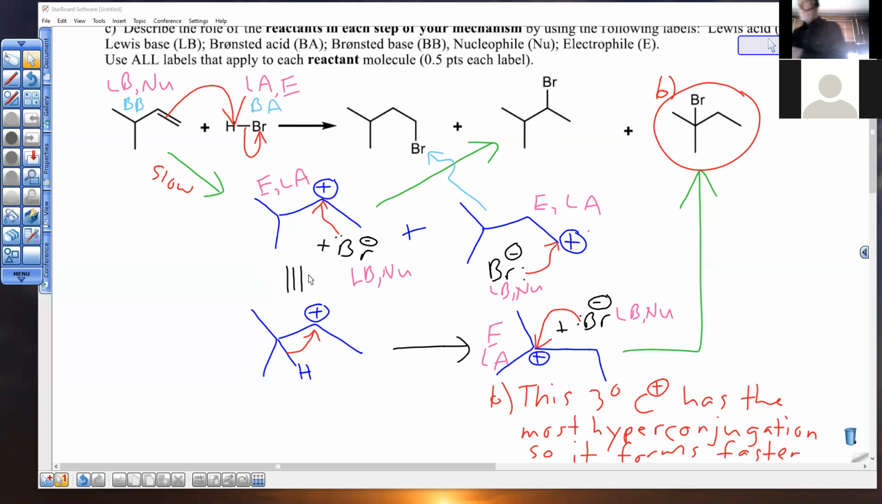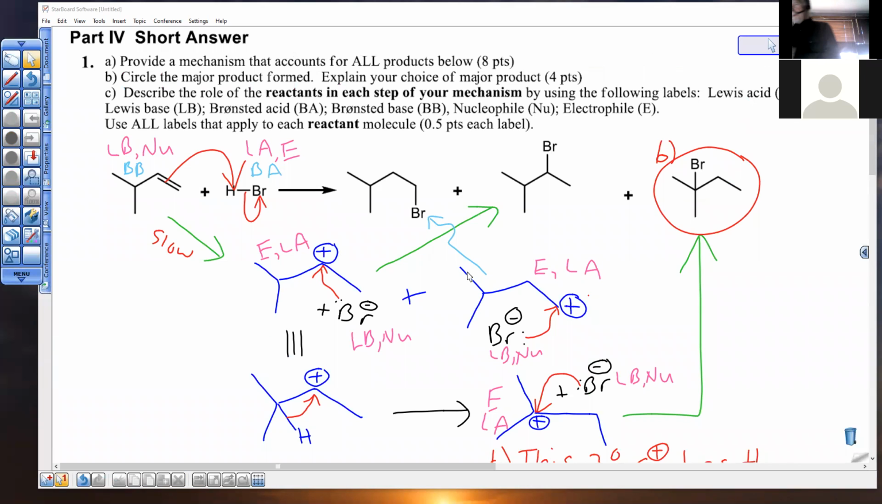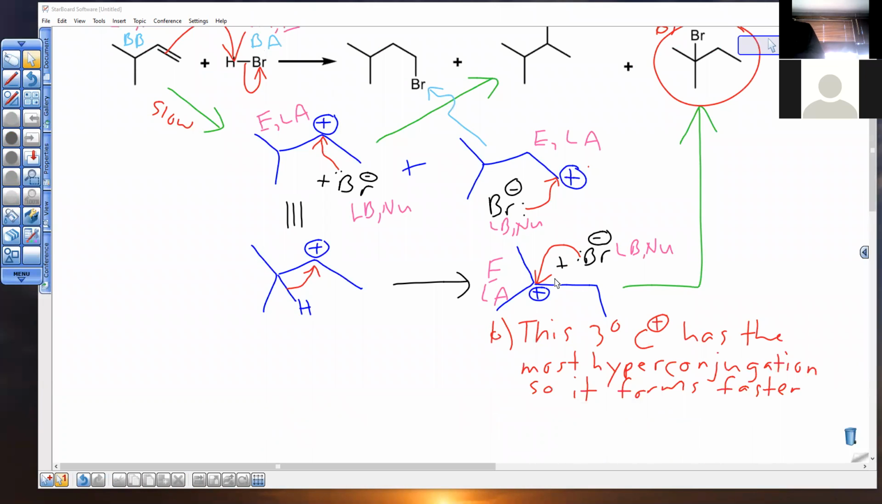Okay. And then for part B, let's say, for instance, I don't know if this would happen, but if there were 2 products, and one was a primary carbon and the other was secondary. So the secondary would be the major, because it'd be more hyperconjugated, right? Yes, you'd have to make your explanation on the cation that made it. So pretend this guy's not around and you're comparing these two. If you had to choose between these two, you'd be picking this one. And you'd have to use the same words, but you'd say this secondary carbocation has the most hyperconjugation, so it forms faster. Okay, I just wanted to clarify.